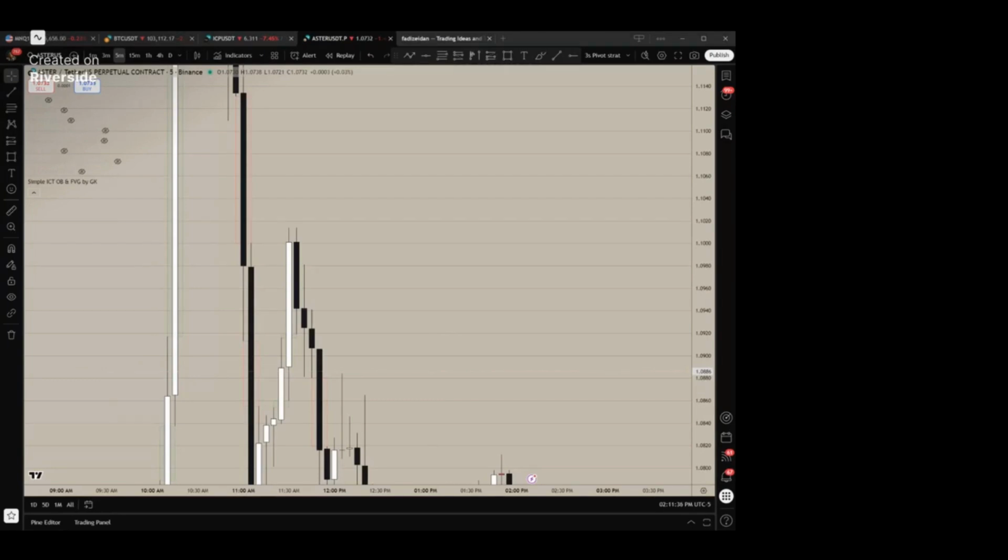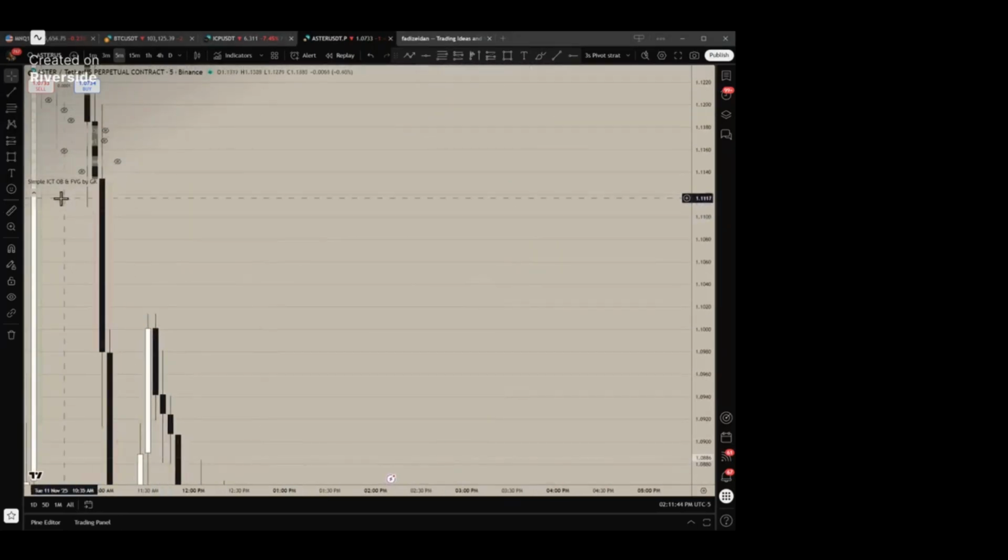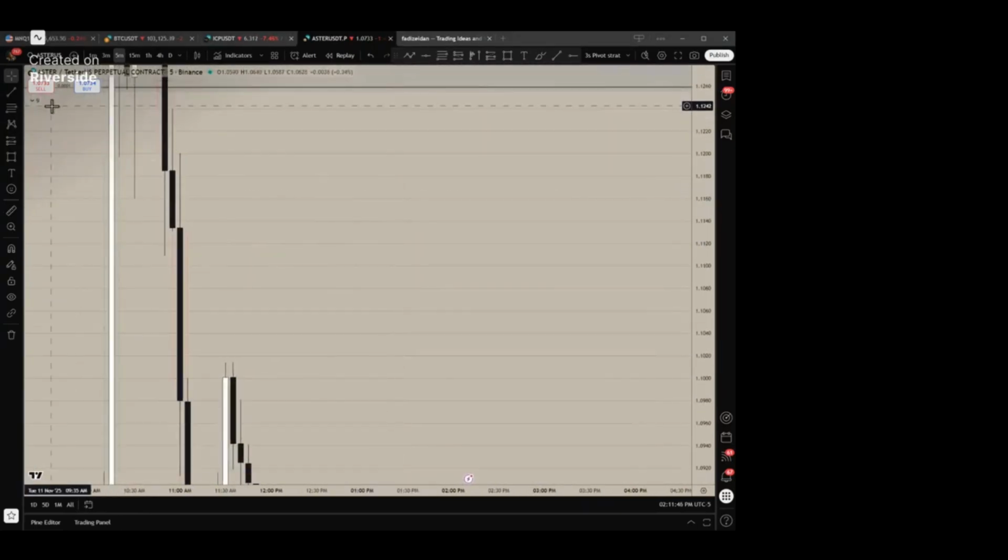Well, when I look it up, all I see is that it's the last up close candle on a move down, and for the other way, it's the last down close candle on a move up.